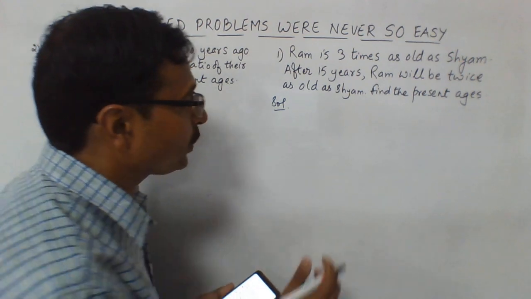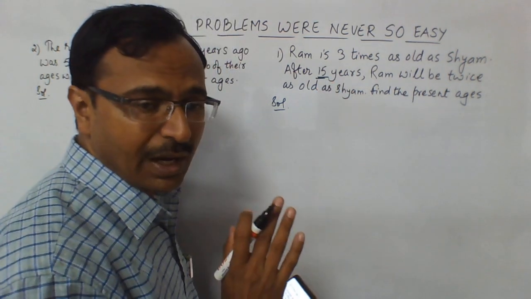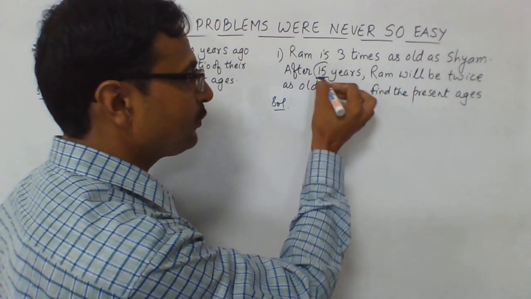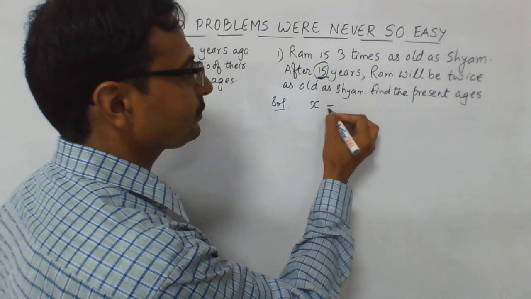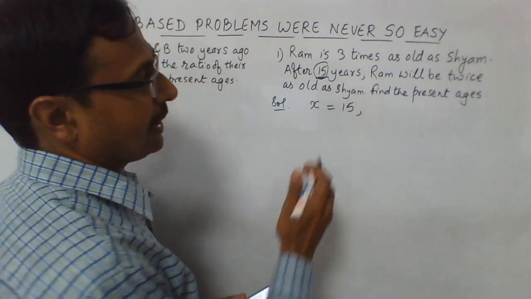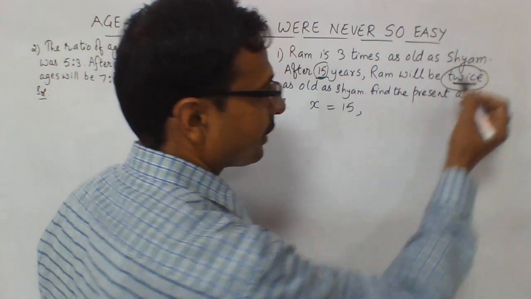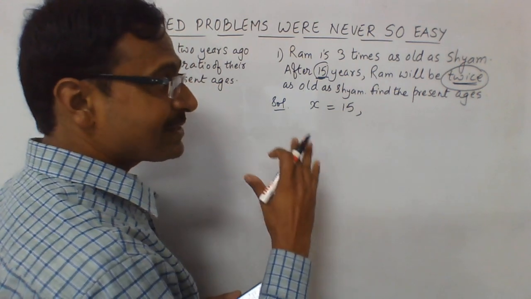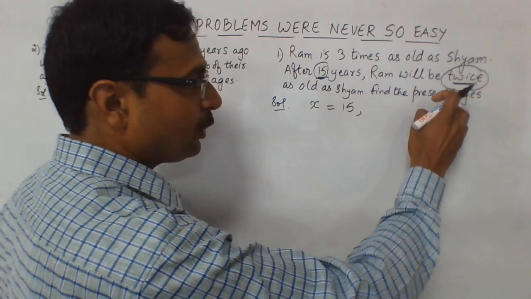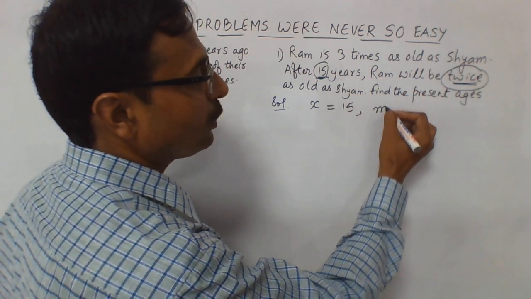Now here you can see that a condition is given after 15 years. So after how many years is the condition given? 15 years. So I'll consider this value 15 years as x. So x is 15. Now the second condition is Ram will be twice. This is the numerical part right here, twice. So whatever is the second condition, what happens after 15 years, that particular value, twice, thrice or 4 times, whatever is given in the question, that becomes the value of m.